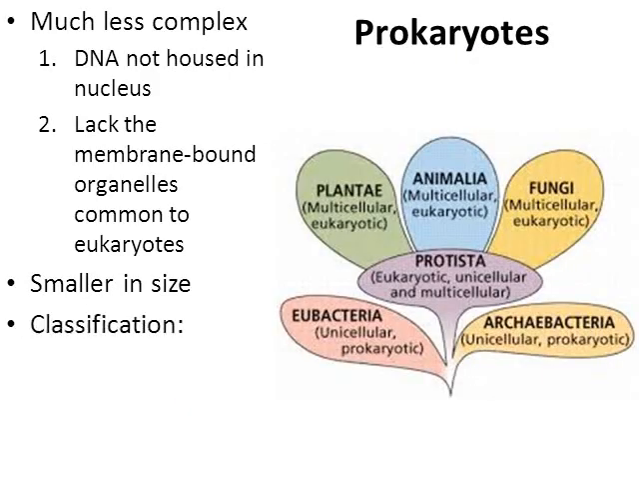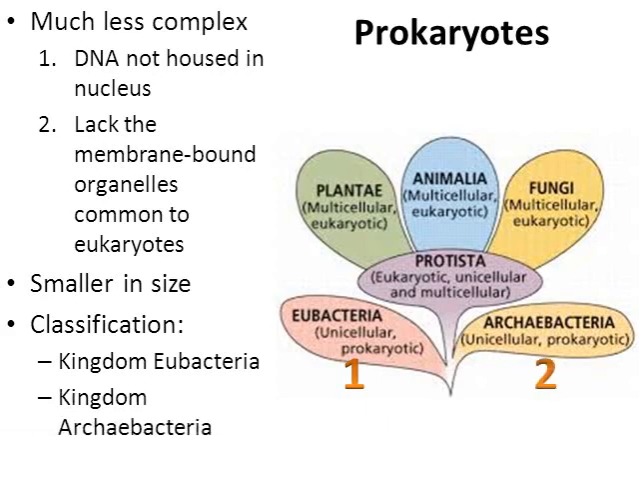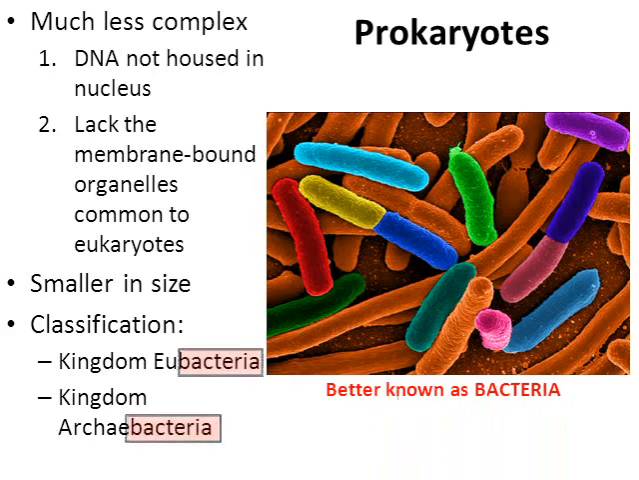And when it comes to the classification of prokaryotes, here we have our picture of the 6 kingdoms of life. And one of them is labeled kingdom Eubacteria, and the other one is labeled kingdom Archaebacteria. So if you see here, there's a little clue as to what types of organisms are prokaryotes. Prokaryotes are better known as bacteria. So whenever we hear the word bacteria, we are referring to prokaryotic cells.